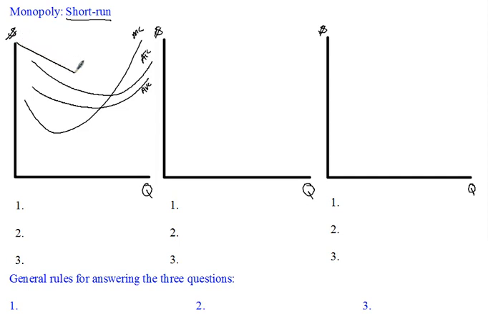And then the monopolist is going to face a demand curve. So there's going to be a downward sloping demand curve and a marginal revenue curve. They're going to face a marginal revenue curve below the demand curve. So here's what things look like for the monopolist in the short run.